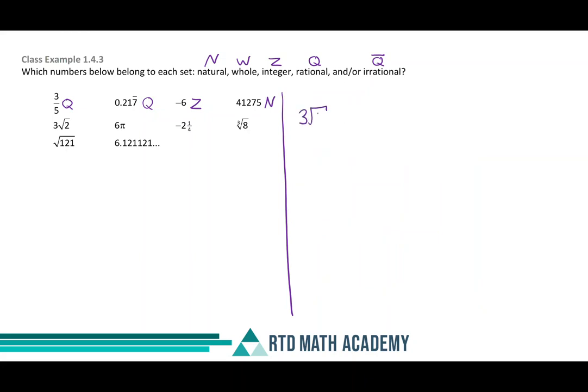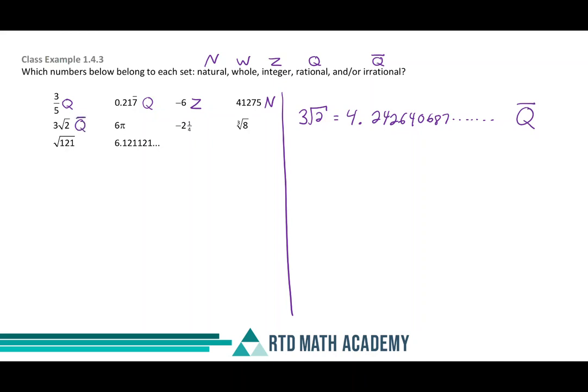Three multiplied by the square root of 2, a little bit trickier. First of all, we're going to change it into a decimal, and that turns into 4.2426406877. And we can see there's only one classification for this one. It's actually a little bit easier because it is non-terminating and non-repeating. This is an irrational number.